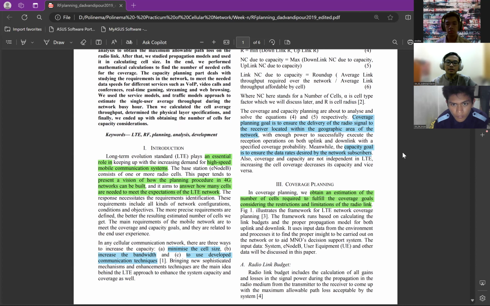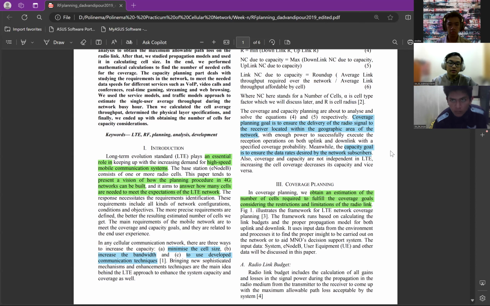LTE networks rely on base stations, or eNodeBs, with radio cells to provide coverage. And the second is balancing coverage and capacity. This explains the ideal network balance between coverage, or signal strength for the user, and capacity. And this is divided into 3 additional points. The first is smaller cells, the second is wider bandwidth, and the last is advanced techniques.